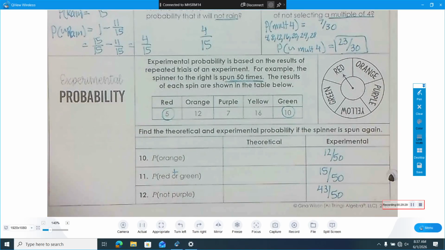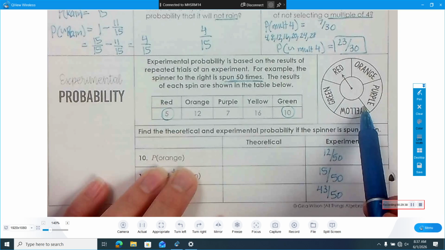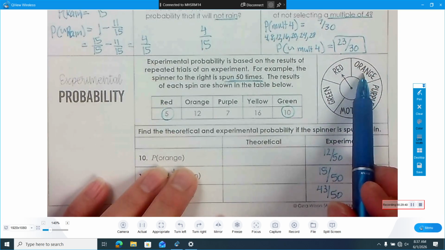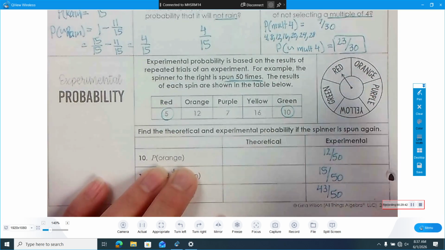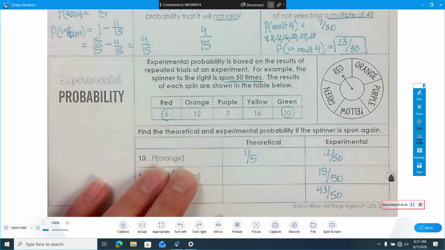So experimental probability is really, really easy. It just uses actual data. Theoretically, we just look at the picture. What's the probability I land on an orange? 1 out of 5. That's it. Just look at the picture.